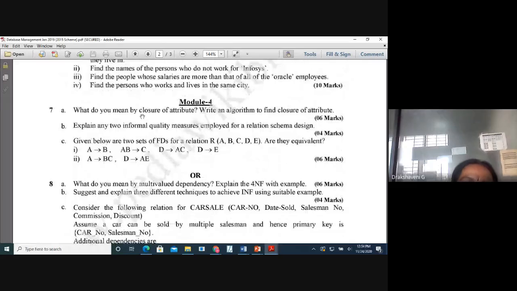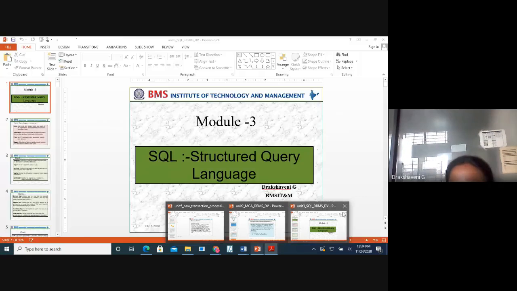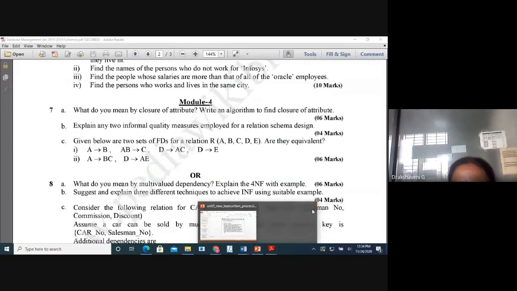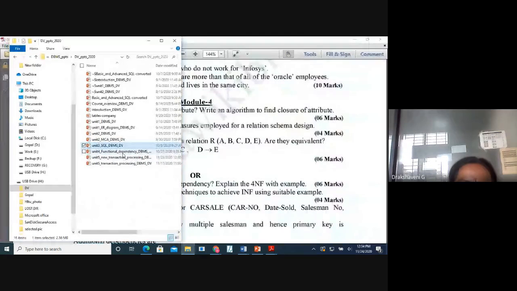Then we have started with the functional dependency chapter. So in that, what is closure attribute? And we have to write an algorithm to find the closure attribute. Then explain the informal quality measures employed in the relation schema diagram. So that's what we have seen with the informal measures, what we take in the functional dependency.